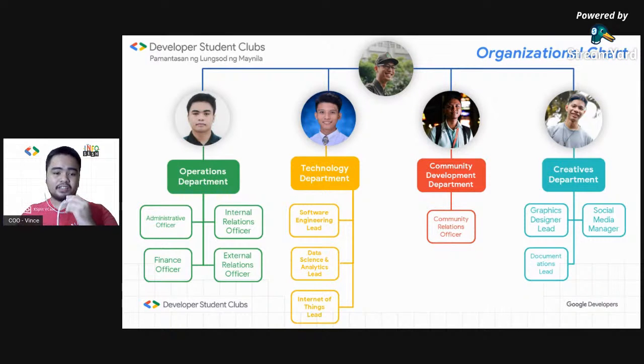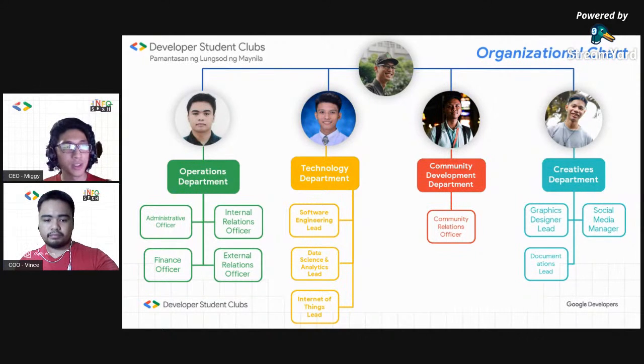Next is the internal relations officer. Siya yung magiging lead project manager, ensuring projects are tracked and within the scope. And lastly, the external relations. He or she is the one responsible for coordinating with the outside organizations. So possibly siya yung kukuha ng mga collaborators, etc. And that's it for the operations department.